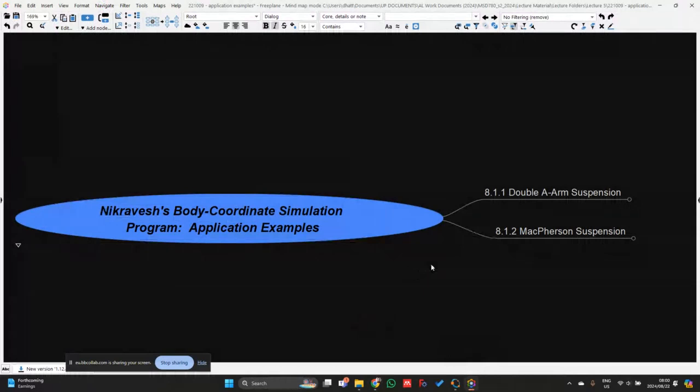Okay, good morning everyone. So today we're going to start with Nikravesh's body coordinate simulation, the application examples. So up to now we've considered fairly simple multi-body mechanisms, specifically the pendulum rod, so only consisting of a single body. And we were able to apply forward and inverse dynamics to that, and then also a combination of that.